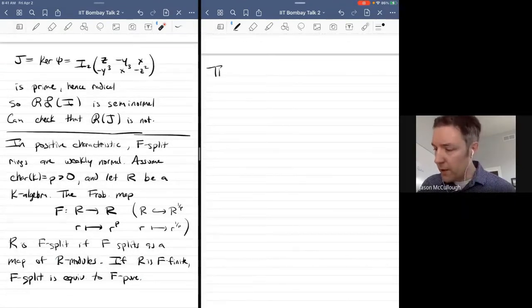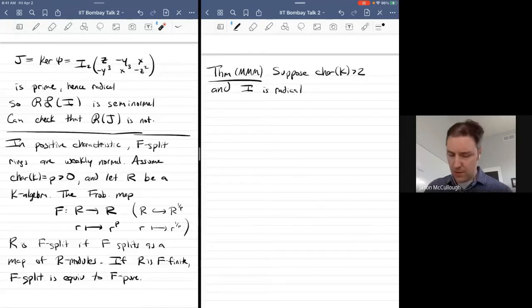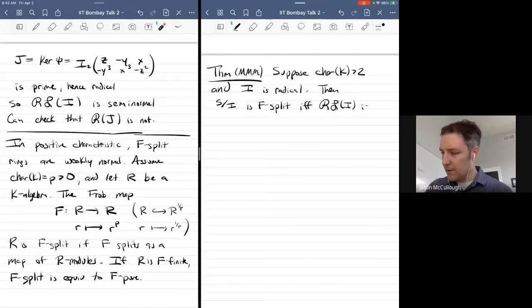Okay, so when are Rees-like algebras F pure or F split? Once again, we have to avoid characteristic 2. And we show that if I is radical, then the F split property is preserved by going to Rees-like algebras. So S mod I is F split if and only if the Rees-like algebra of I is F split.